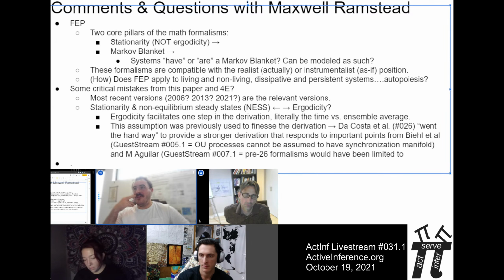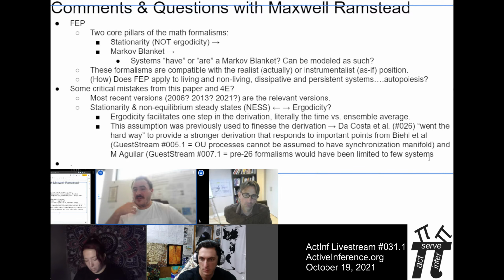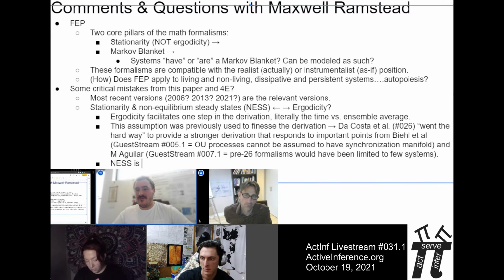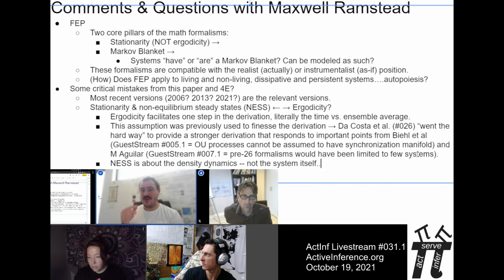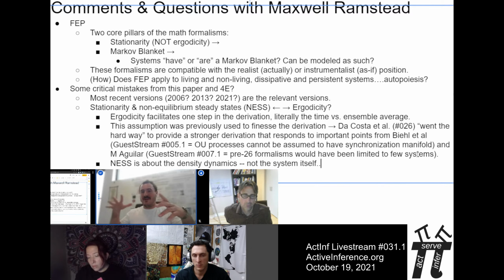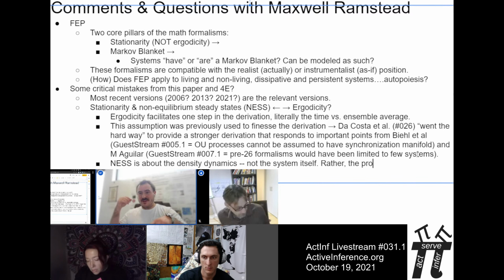I think the assumption of non-equilibrium steady state is often not understood in the way that it should be. Non-equilibrium steady state is a characterization of the density dynamics. It is not a characterization of the system itself. If I say that a system is at non-equilibrium steady state, I'm not saying that it is steadily in some state that it occupies. What I'm saying is that the probability landscape that underwrites its dynamics is stationary, or has stopped evolving. Those are two very different claims.